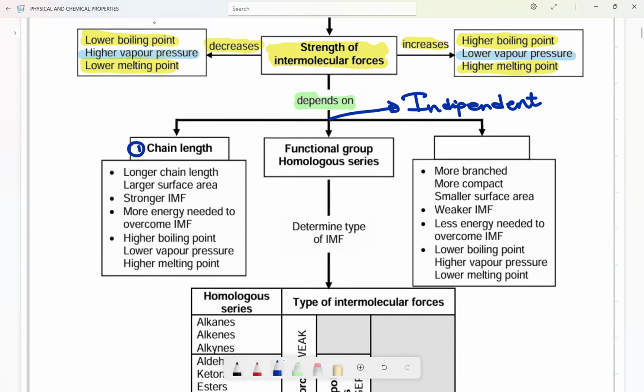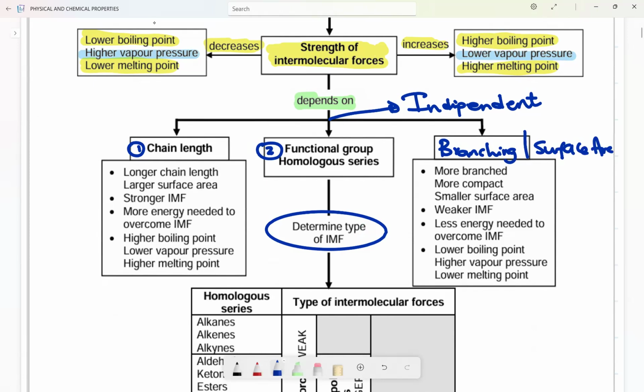The first one is the chain length. The second one is the functional group, homologous series, or you can say the type of intermolecular force. Then the third one we refer to as branching, or you can say surface area, but I prefer saying branching. Okay, this is the third one. Now let's talk about the chain length.